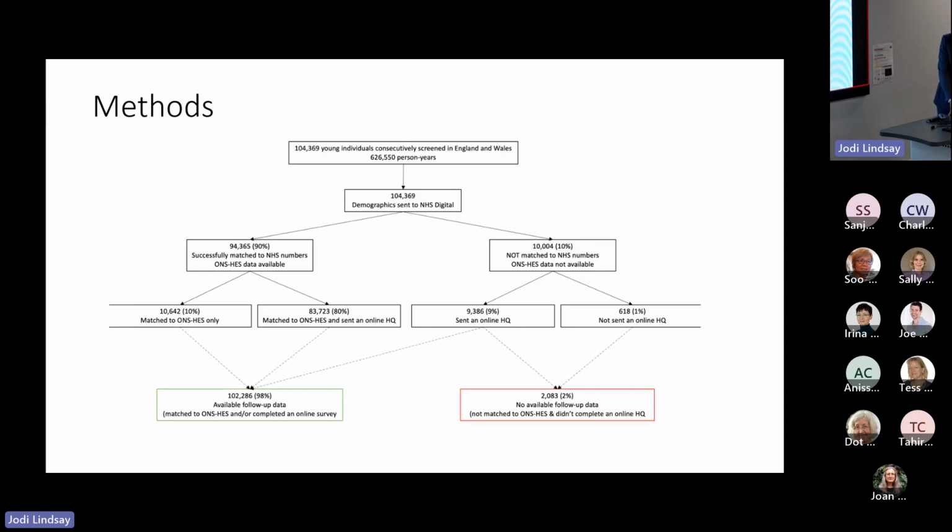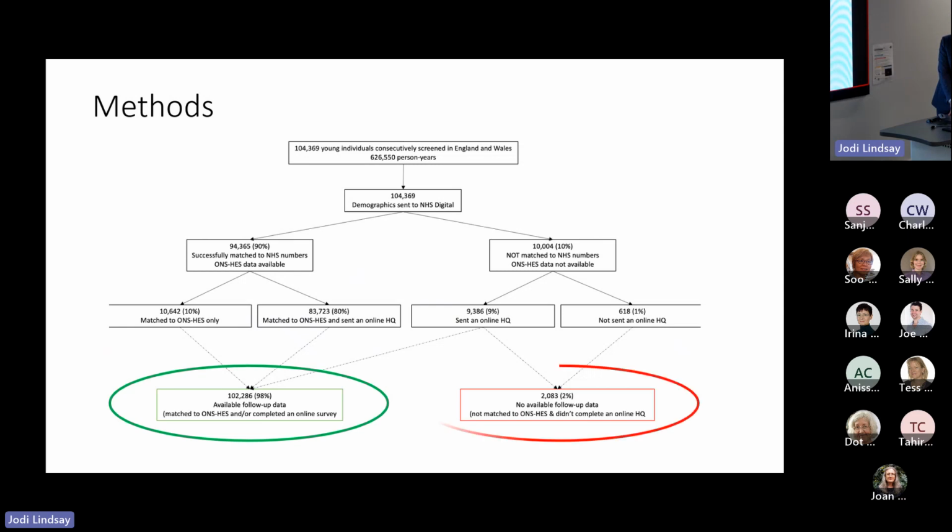I won't stay on this for a long time because it's a bit complicated, but essentially out of the 104,000 individuals, we're able to match 90% with the ONS HES data, okay? And we were also able to get about 20 to 25,000 individuals who responded directly to our email through the questionnaire. So overall, we had an outcome in about 102,000 individuals, but no data, either questionnaire or unable to match them to the ONS HES data.